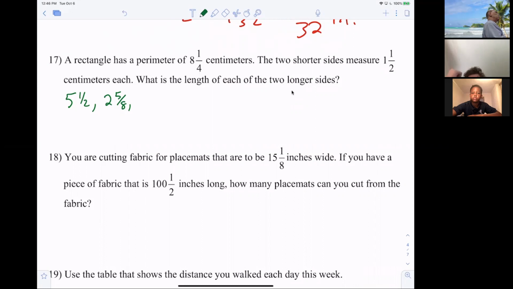Brennan, are you with me? You got your calculator today? Yeah. Well, let's get your calculator out because we're gonna be needing it.